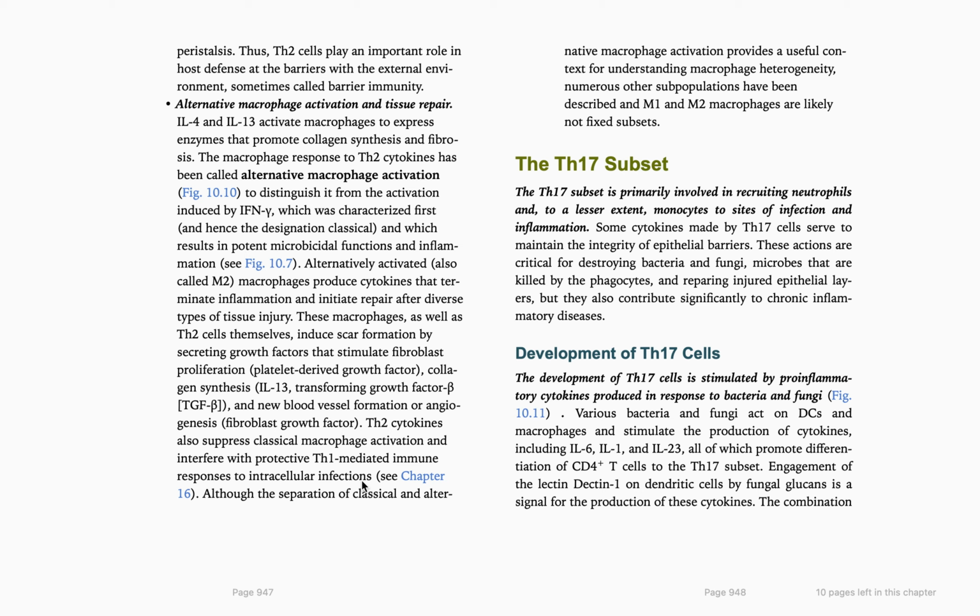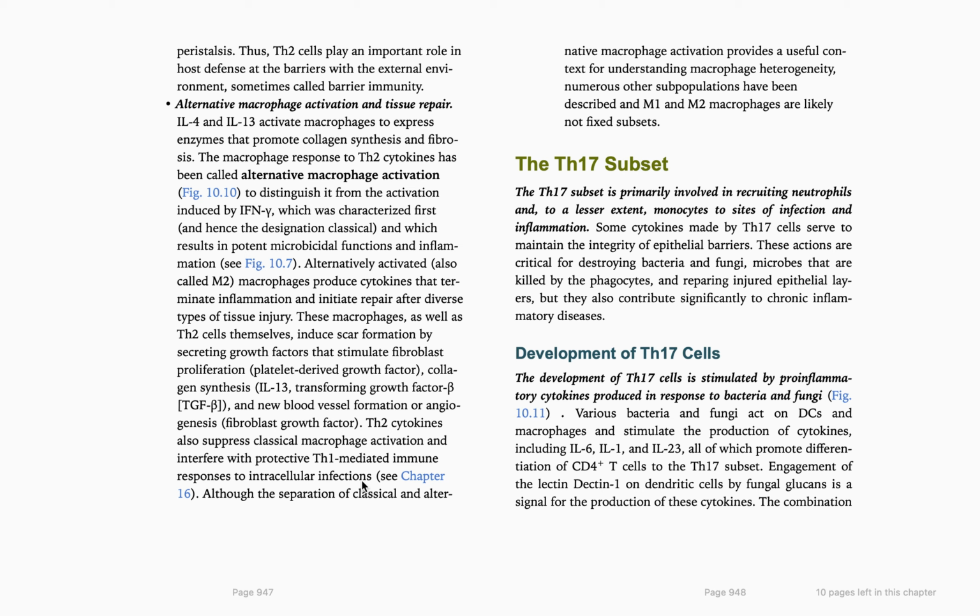Interleukin 4 and interleukin 13 activate macrophages to express enzymes that promote collagen synthesis and fibrosis. The macrophage response to T helper 2 cytokines has been called alternative macrophage activation to distinguish it from the activation induced by interferon gamma, which was characterized first, hence the designation classical, and which results in potent microbicidal function and inflammation. Alternatively activated macrophages, also called M2 macrophages, produce cytokines that terminate inflammation and initiate repair of diverse types of tissue injury.